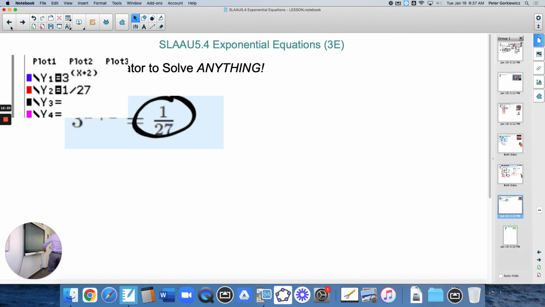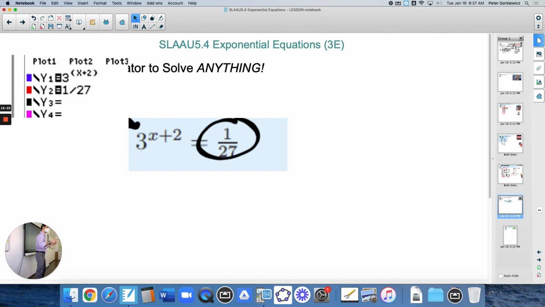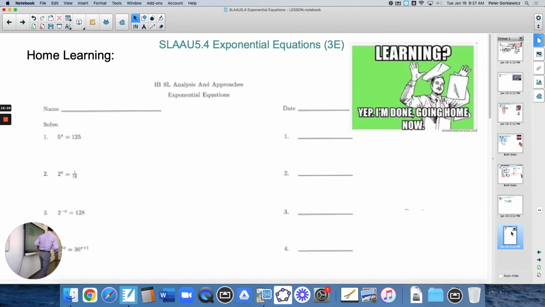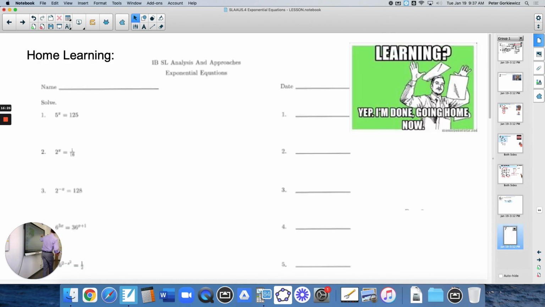Questions, comments, concerns? Sweet. My solutions are up and rolling. We're going to do some exponential equations. So we should be done with that page by the time you're ready.